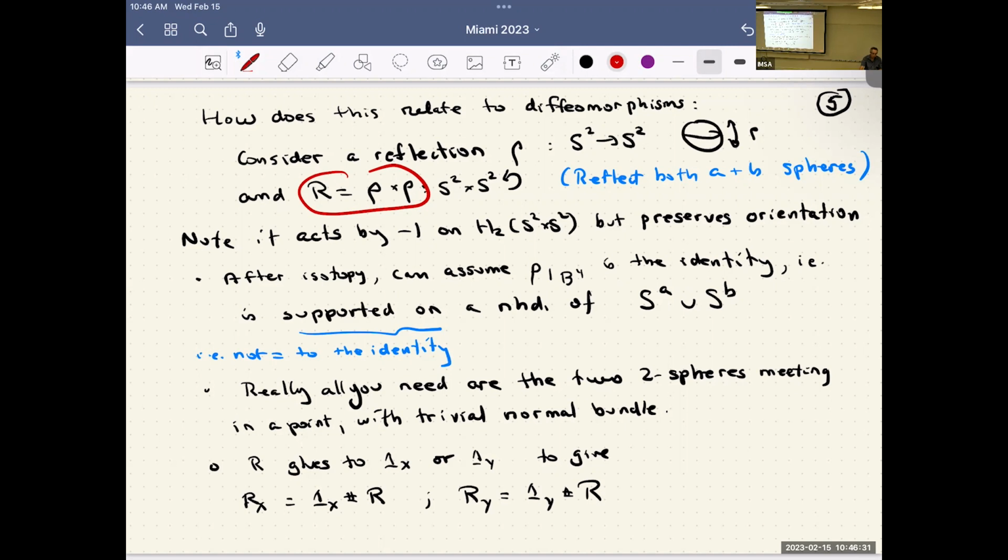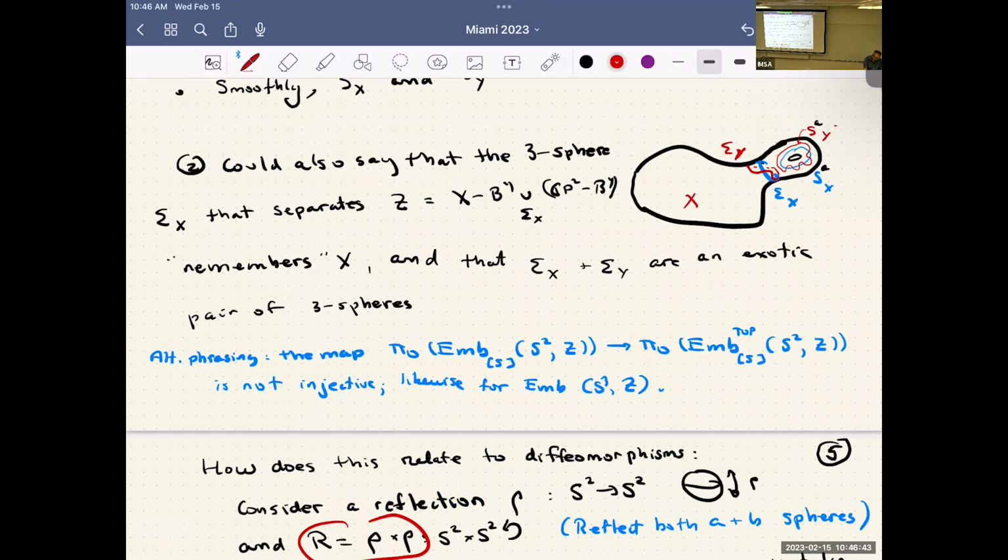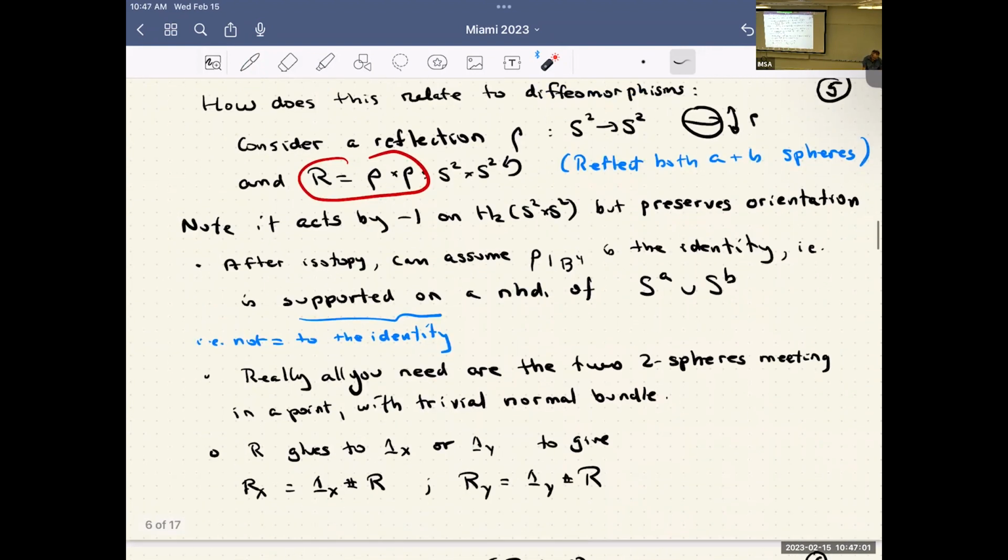In any case, since we've isotoped it to be the identity near a point, I can glue that to the identity map on X. Back to my picture: on this portion I'm doing the reflection, nothing is happening here, and on this part I put the identity. That's a description of a diffeomorphism on the manifold X connect sum S2 cross S2. That's what I call here R_X. I could equally do the same thing using the other decomposition.